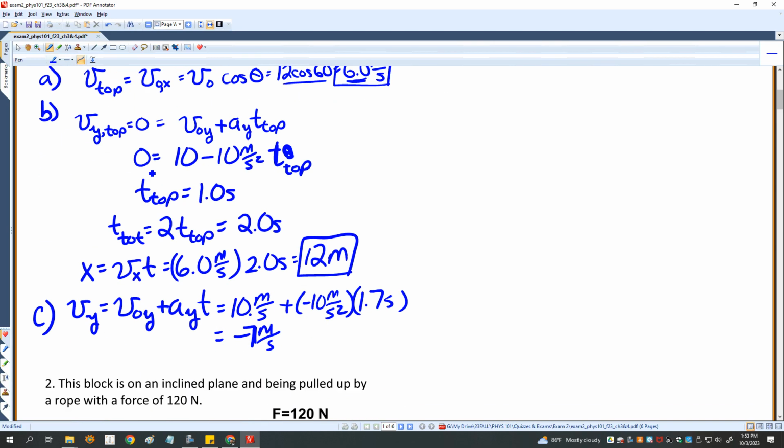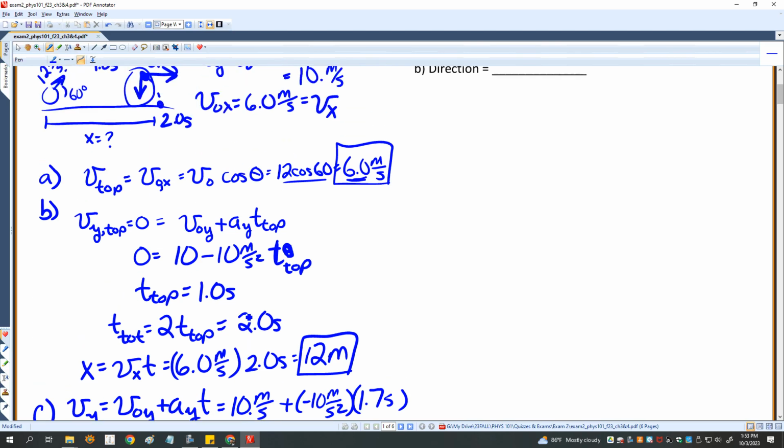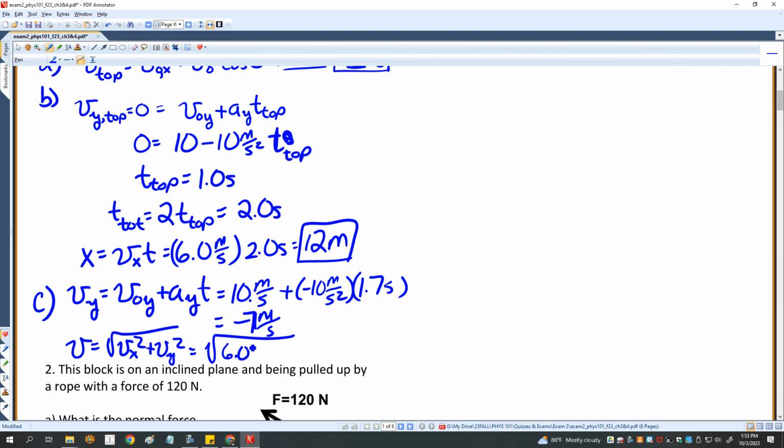I'm at 1.7 seconds. So now to find the speed, I say the square root of vx squared plus vy squared. It's going to be the square root of what's vx? 6 meters per second squared plus negative 7 squared. And the negative is going to go away because it's squared. So it's the square root of 36 plus 49. I get 9.2.